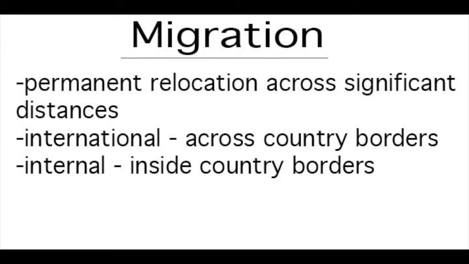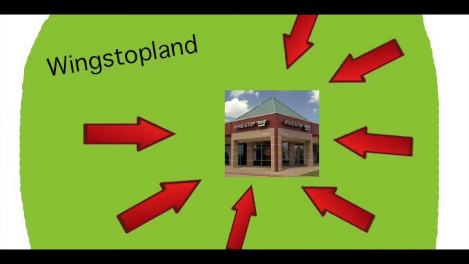The last type of movement is migration, which is the permanent relocation across significant distances. International or external migration moves across country borders. Internal migration occurs when people move within country borders. An example of internal migration is when a Wingstop opens in a new location inside its country's borders. Naturally, a lot of people will relocate near the Wingstop to find jobs and better services, as well as delicious wings.